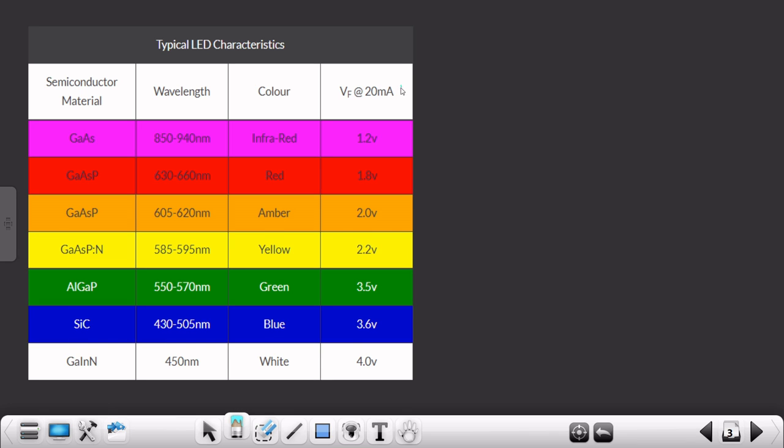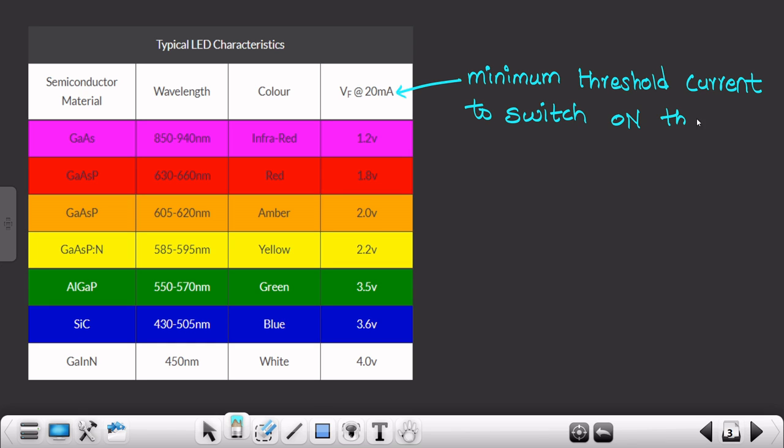So this is the minimum threshold current to switch on the LEDs, right? To switch on the LEDs. And these are the minimum threshold voltage.